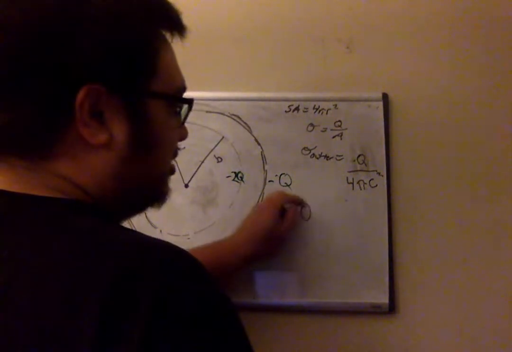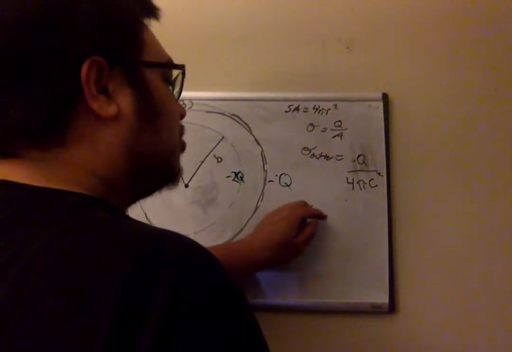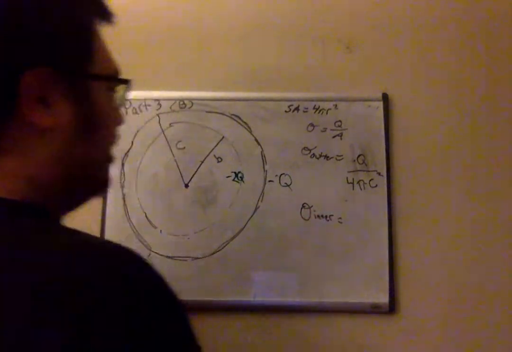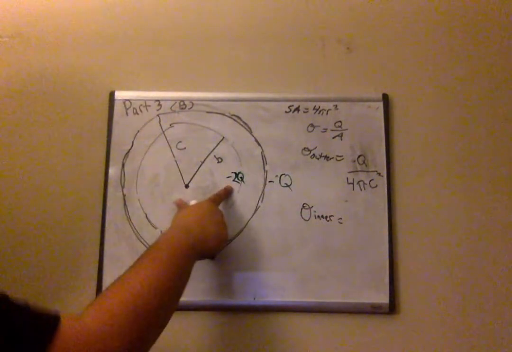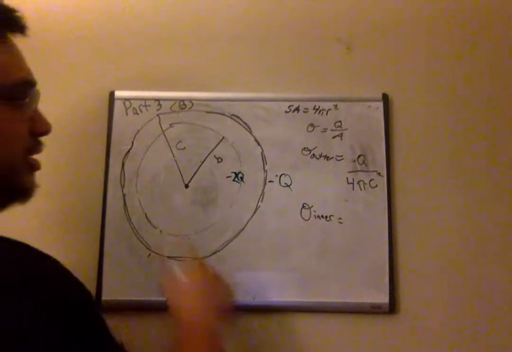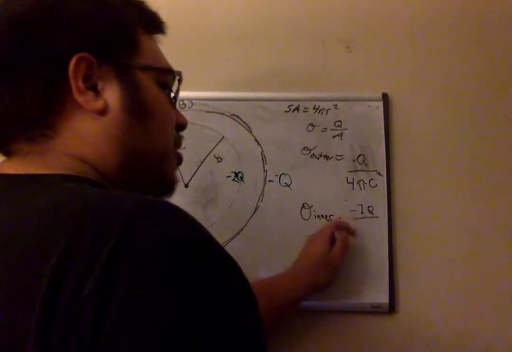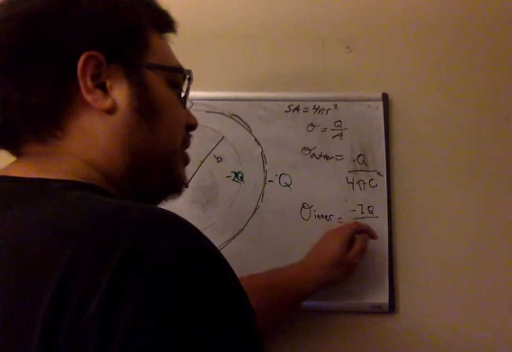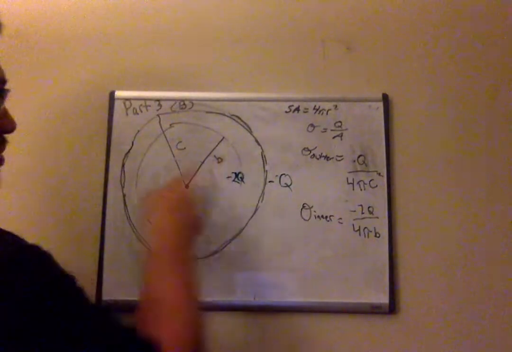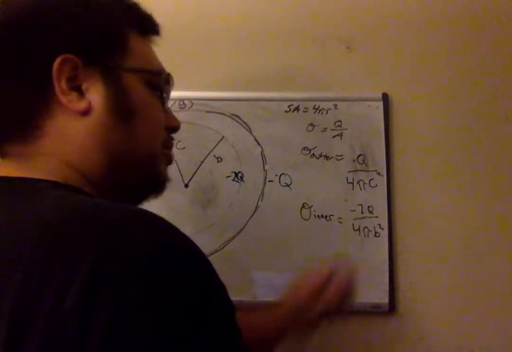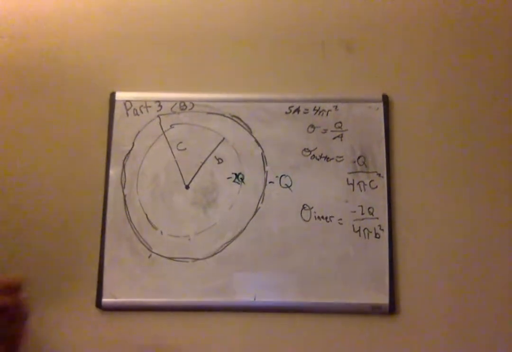Now the charge density for the inner portion of this shell is, well, remember all those negative charges moved towards the center, so it's negative 2q over 4 pi, and in this case our radius is b, so b squared. Yep, and that's it. Ooh, that was an easy one. All right, cool.